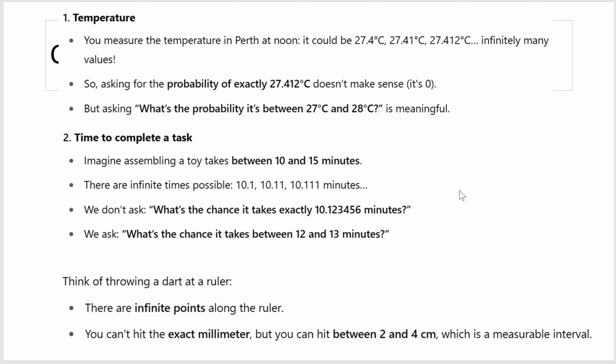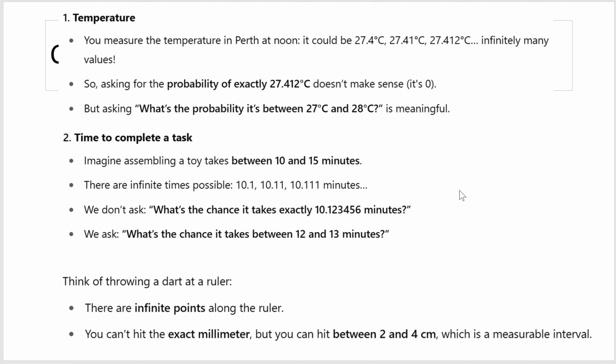So time to complete a task. Imagine assembling a toy takes 10 to 15 minutes. So you have many pieces of a toy or maybe a Lego, and you take that Lego and you make that toy from that Lego. Now between 10 and 15 minutes, there are infinite time possibilities. 10.1, 10.11, 10.111, 10.112, whatever, right? It's an infinite number of possible combinations. You don't ask what's the chance it takes exactly 10.12345 minutes for you to make this toy. What you ask is, what are the chances that it takes 12 to 13 minutes for you to make that toy? And then that is meaningful.